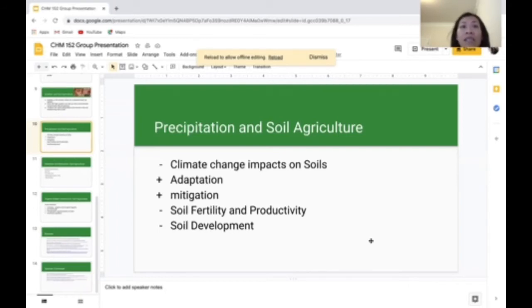Soil is also greatly affected by rainfall. If it is too wet or too dry, nutrients in the soil can run off and not make it to the plant root, leading to poor growth and overall health. Overwatering or too much rain can also lead to bacteria, fungus, and mold growing in the soil. Climate change also has a real impact on soil, especially adaptation, mitigation, and soil fertility and productivity, and in fact soil development as well.